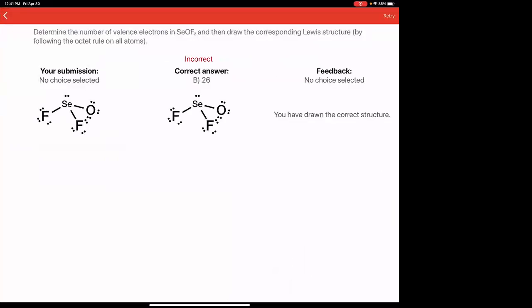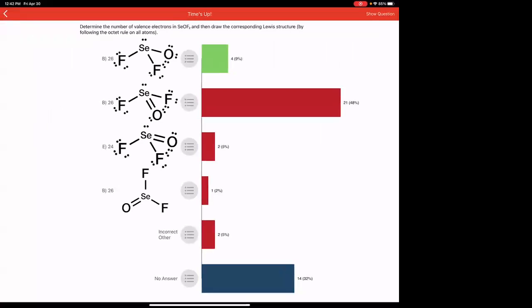And what is it like? It tells them I didn't write the right structure. What is the right one? Your submission, what did I not do? Looks like the same thing to me. Oh, I know my problem. I didn't tell it how many valence electrons. That's the issue. I got the right Lewis structure, but I didn't tell it the right number of valence electrons. I think you have to choose that in there. That was the problem.